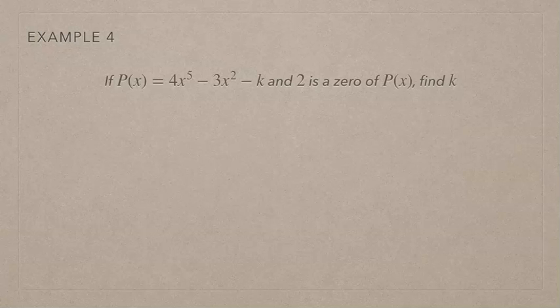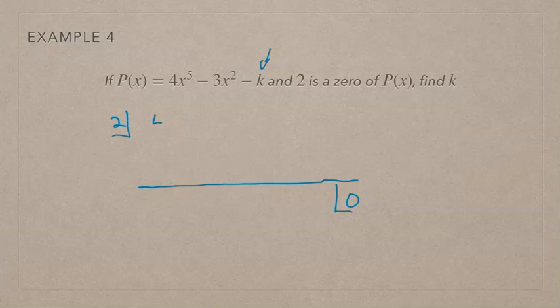This is a fun one. If P of x equals this and 2 is a 0, then we want to find k, because k right now is a constant number and we don't know what it is. There's a couple ways to do it. I like doing it using synthetic division or synthetic substitution. If P of x is this function and 2 is a 0 of it, then when I plug 2 into my synthetic substitution, I should get 0 out. So let's do this with that in mind.